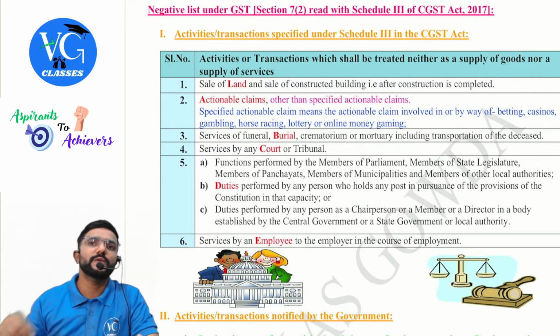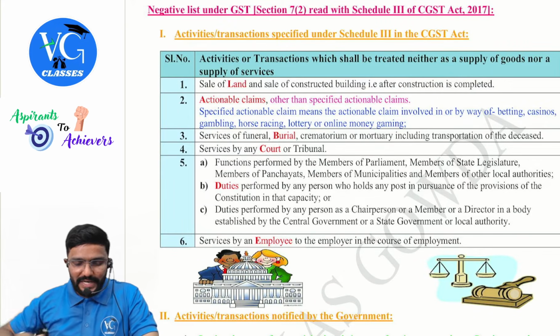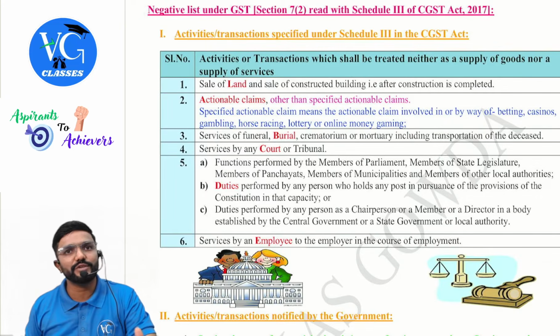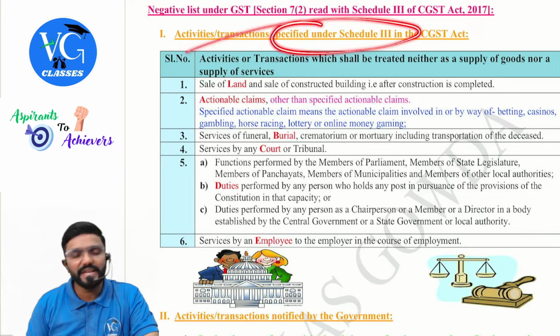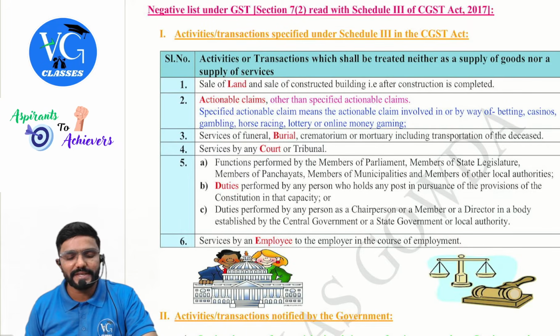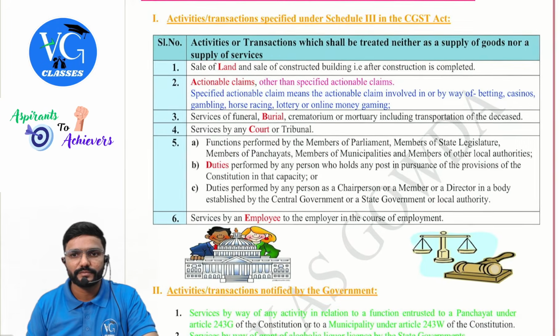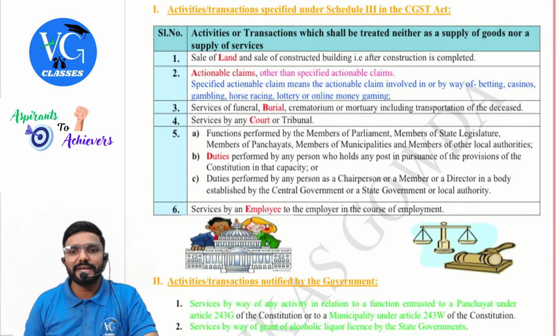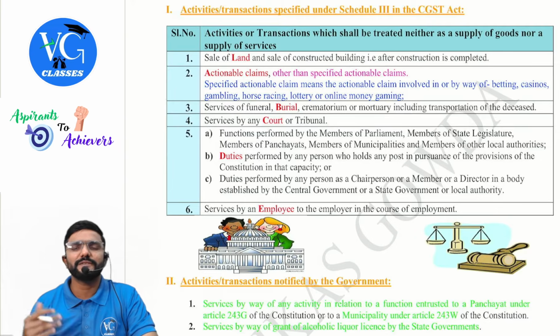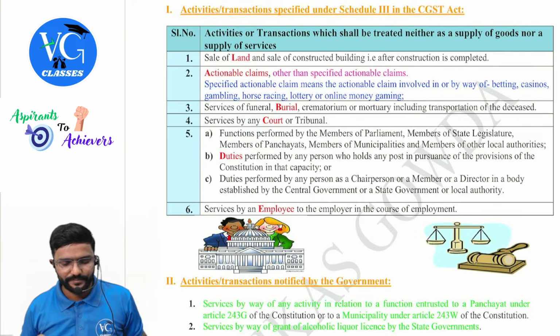Yes, coming to negative list. Negative list under GST, section 7(2), read with Schedule 3 of the CGST Act. Activities or transactions specified under Schedule 3 in the CGST Act, which we also call the negative list. Activities or transactions which shall be treated as neither a supply of goods nor a supply of services. Means it is not a supply. That's all. What are those?